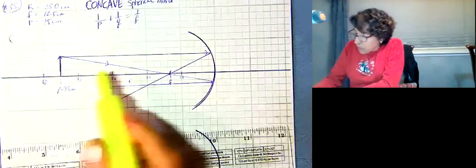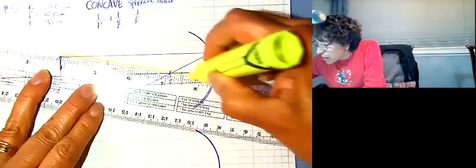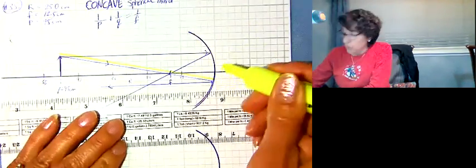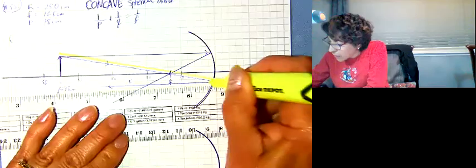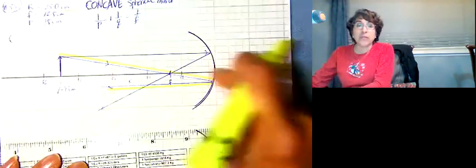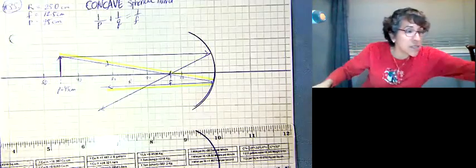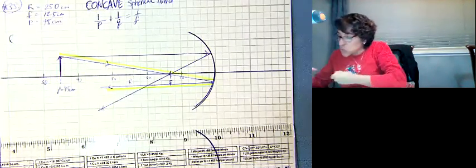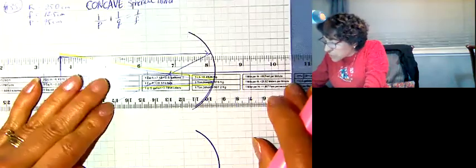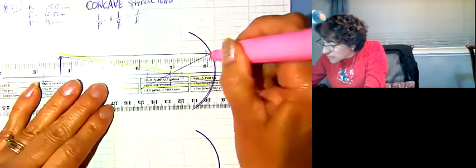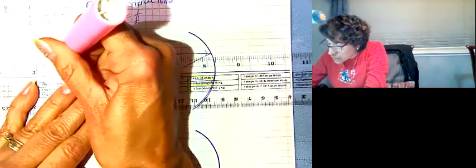The first one I did was the one from the top to the focal point, through the focal point to the mirror, and then straight back out, parallel to this one right here, which is called the principal axis. It's supposed to be parallel to the principal axis. The next one I did is I went straight parallel to the principal axis first. This is thicker, so I may have to push this ruler down a little further. And then have it go back through the focal point. Okay, so those are my two rays.